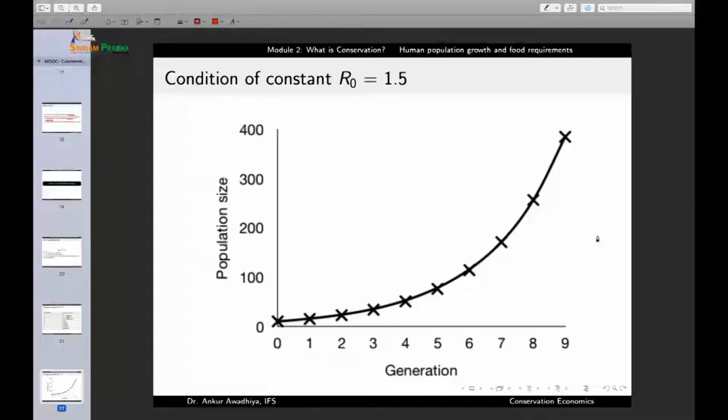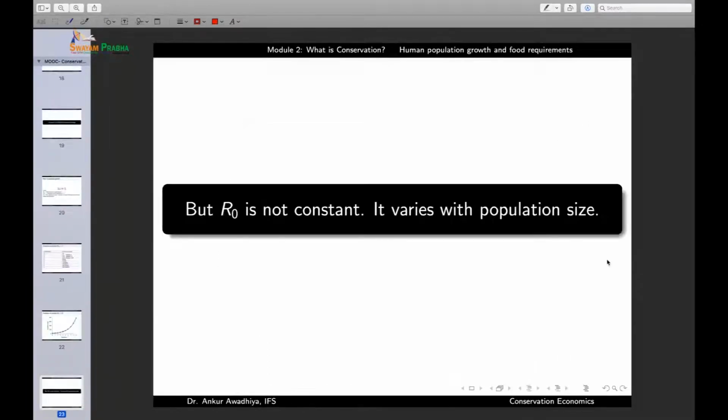Now, here we are talking about the wildlife population. We are not talking about the human population so far, because in the case of human population, we have seen this curve that it increases exponentially. But in the case of wildlife populations, we see certain differences. So this is a theoretical model, but in practice, what we observe is that R naught is not constant; it varies with the population size.